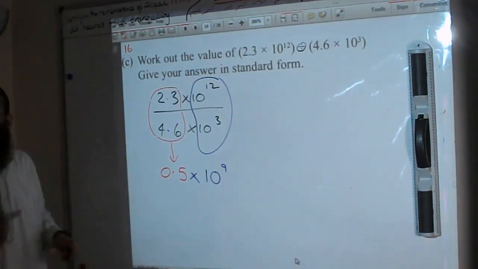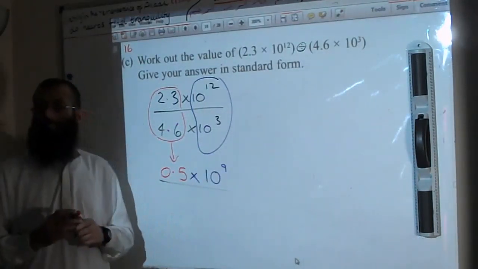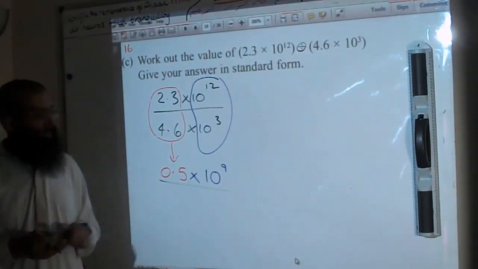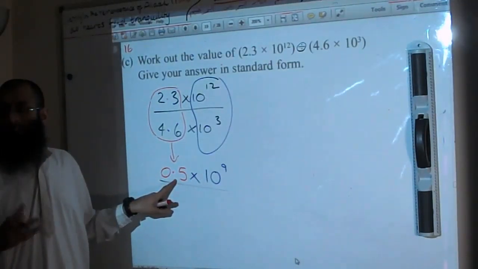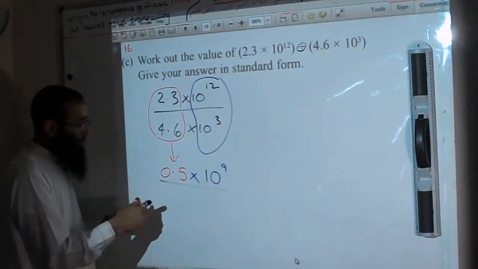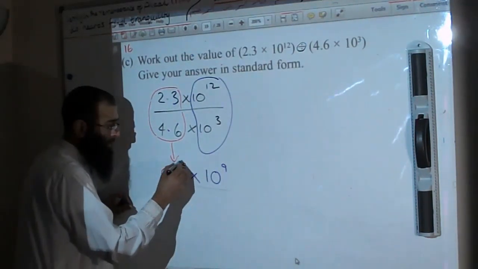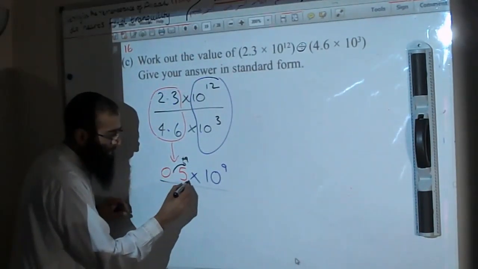And what do most students do? They get to this place and what do they say? Yes, I've finished my answer. I'm ready for the next question. Have you finished? No, because this number is not between 1 and 10. Standard form, the first one is between 1 and 10. So at the moment, from here, how many times do we jump to the right? 9. But the decimal point shouldn't be here. The decimal point should be there.